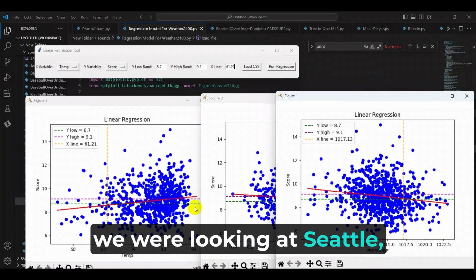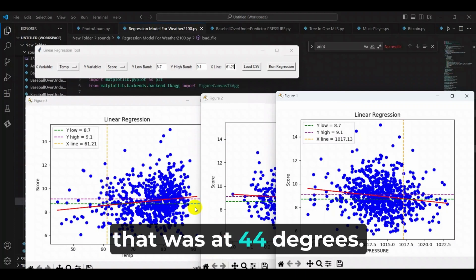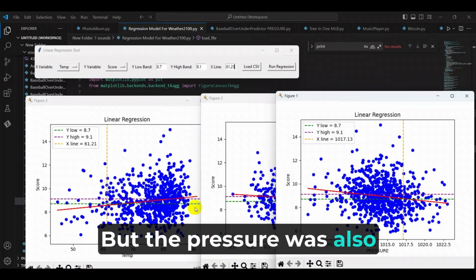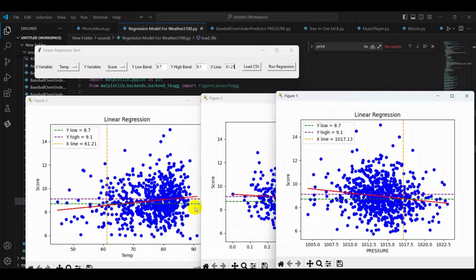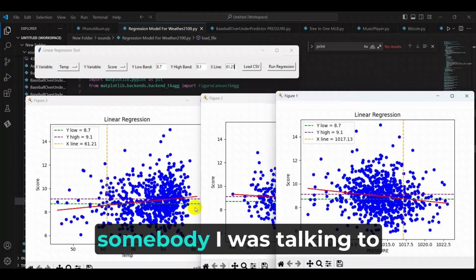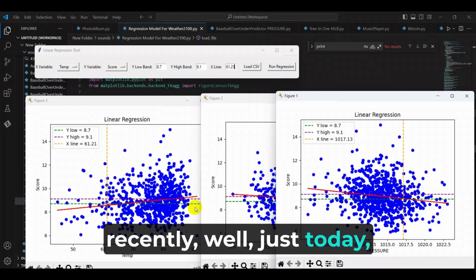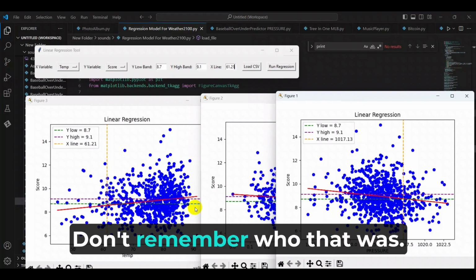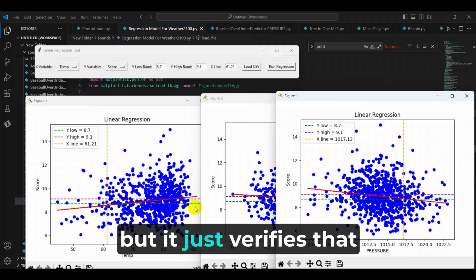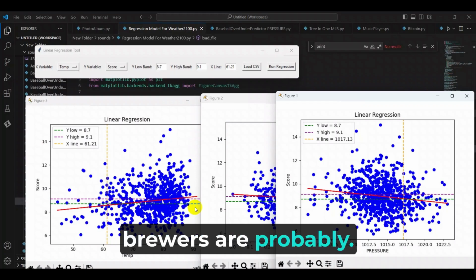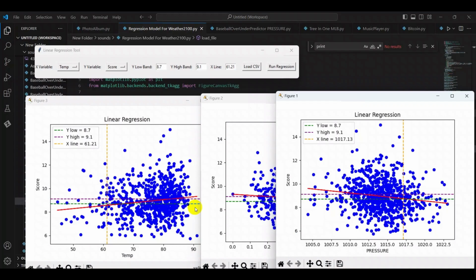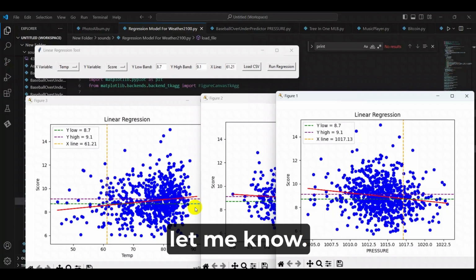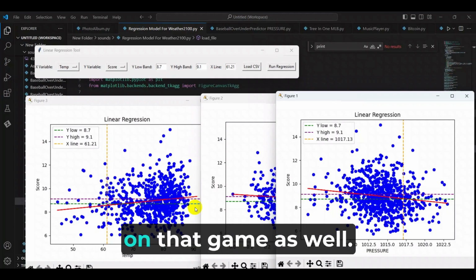But like we were looking at Seattle that was at 44 degrees, and Oakland that was at, I don't remember how many degrees, but the pressure was also good for the under. Somebody I was talking to recently, just today, said that one of the players for the Brewers is out. Don't remember who that was, but it just verifies that the Brewers game is probably going under. Again, if you know a reason that the Oakland game won't go under, let me know. Otherwise, we're probably going under on that game as well.